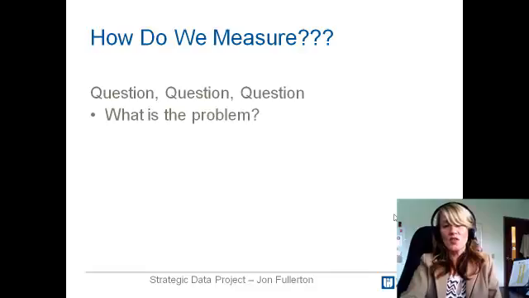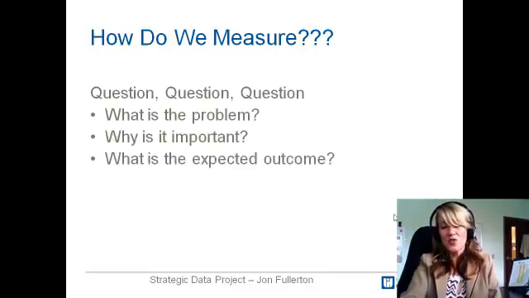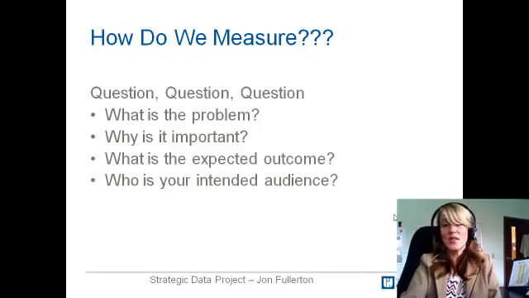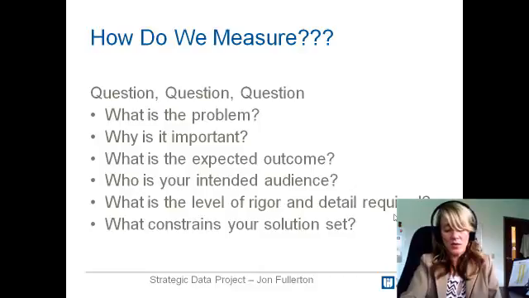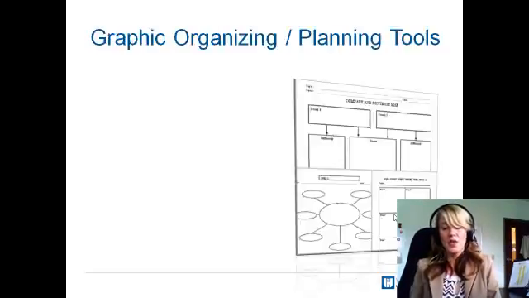In addition to the questions such as what is your problem and why is it important, there are other questions that need to be addressed, such as what is the expected outcome, who is the intended audience, what is the level of rigor and detail required, and what constraints your solution set. There are ways of determining the answers to your questions.